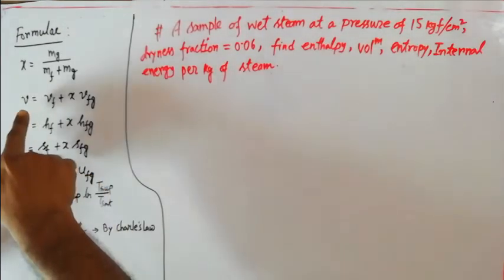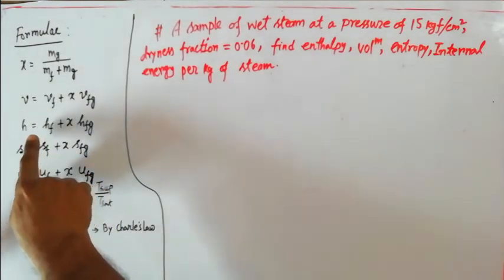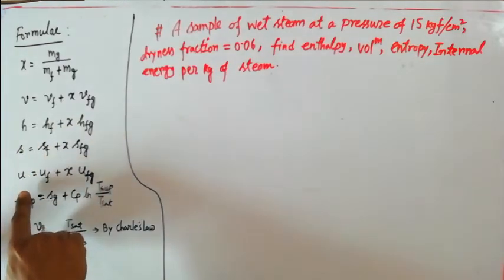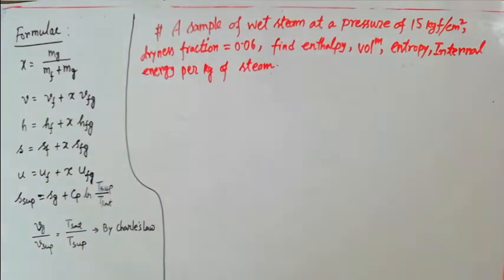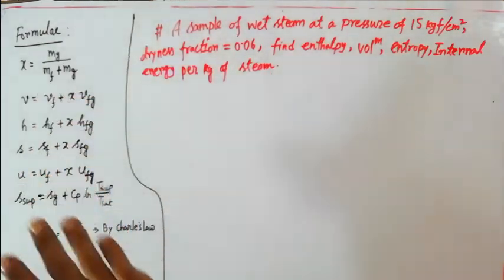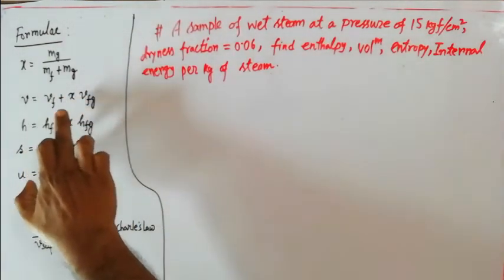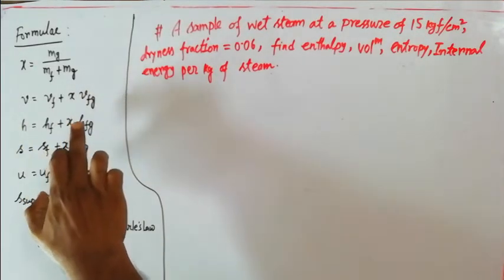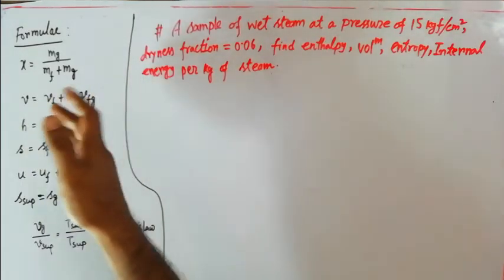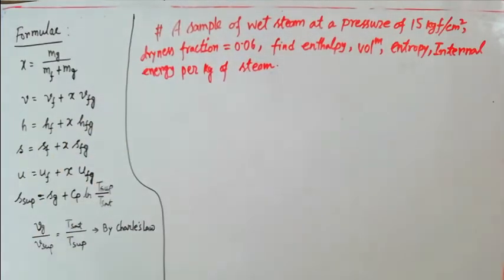Then coming to specific volume, specific enthalpy, specific entropy and specific internal energy, they have the same kind of relation. And how the relation can be derived, I have shown you for the specific volume. That same kind of derivation can be adopted for finding the rest of the properties. So you have to memorize this particular format of the formulae.